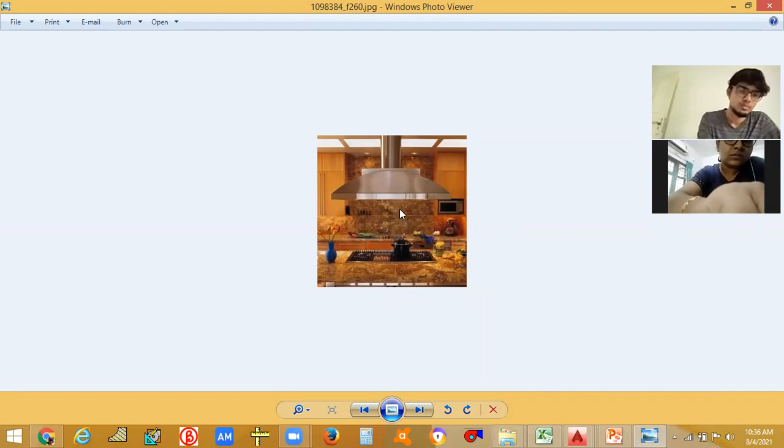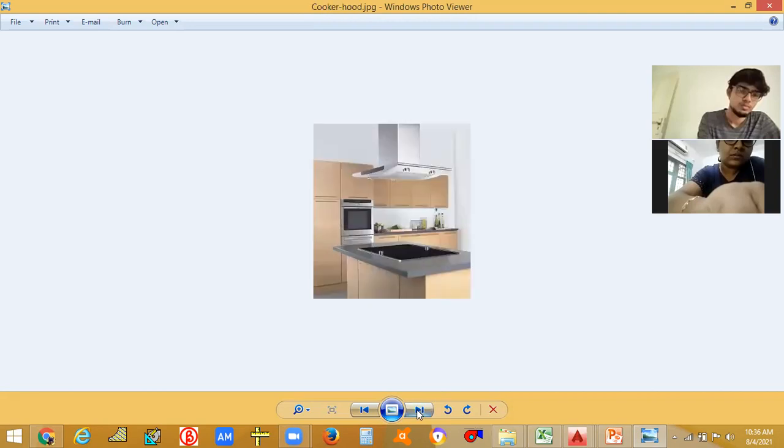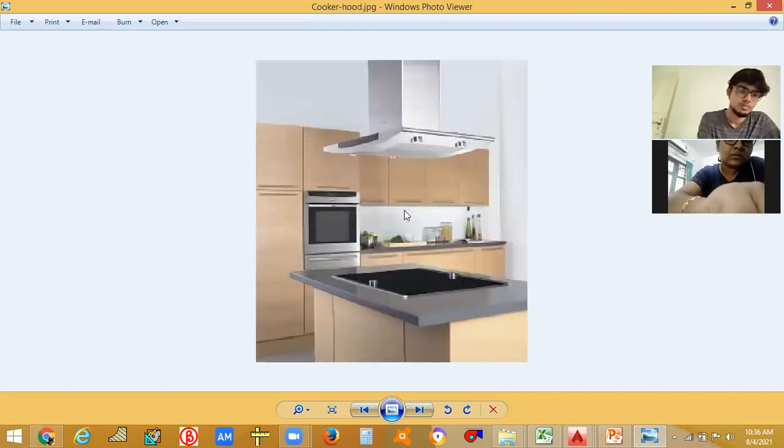It is basically set at the center of the kitchen. Okay, so it is not attached to any walls. It is just in the center. Okay, this is known as island mounted. This is another type. Okay, this is island mounted. Island mounted kitchen hood.